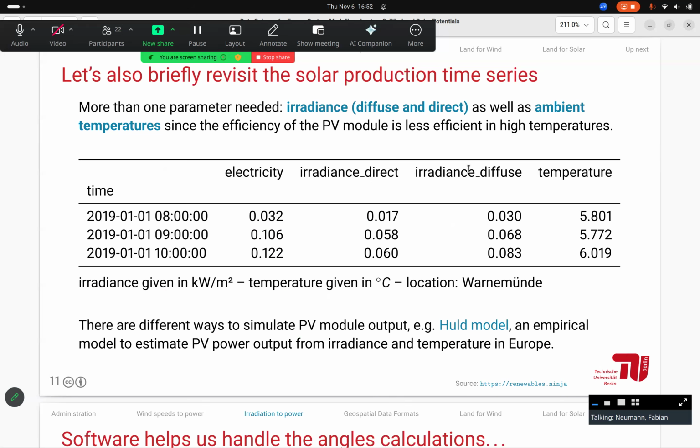And if you want more information on that, you can read up, for example, on this HALT model, which is a paper from 10, 20 years ago that makes a relatively simple empirical model to estimate the PV power output from the irradiance and the temperature, where you then just have to factor in a couple of the angles. But the main challenge here lies with really understanding the different angles of inclination between solar panel and the sun.